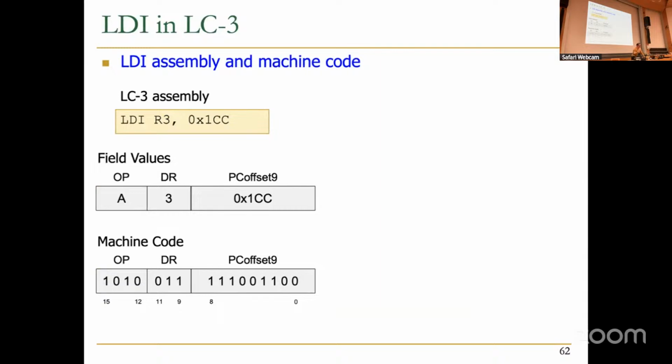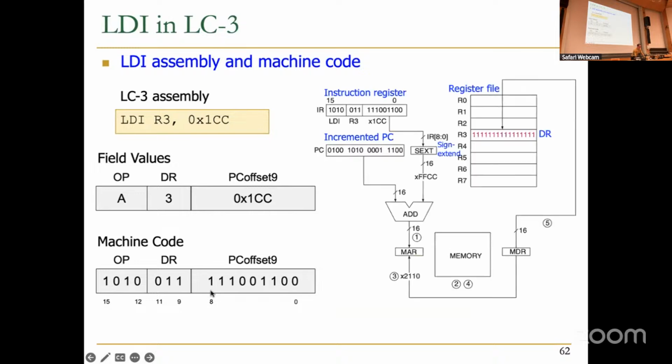Okay, so this is the instruction, and this is an example PC offset over here. This is the machine encoding. Let's take a look at how this is done. We're going to use exactly the same hardware that we designed for the previous instruction, actually. So we have the incremented PC over here. We have the instruction register. We have the sign extension logic for the last 9 bits. The first step is to calculate the first address, which basically takes the incremented PC, adds to it the sign extended 9 bits coming from the instruction register. That's your address. You place it into the MAR.